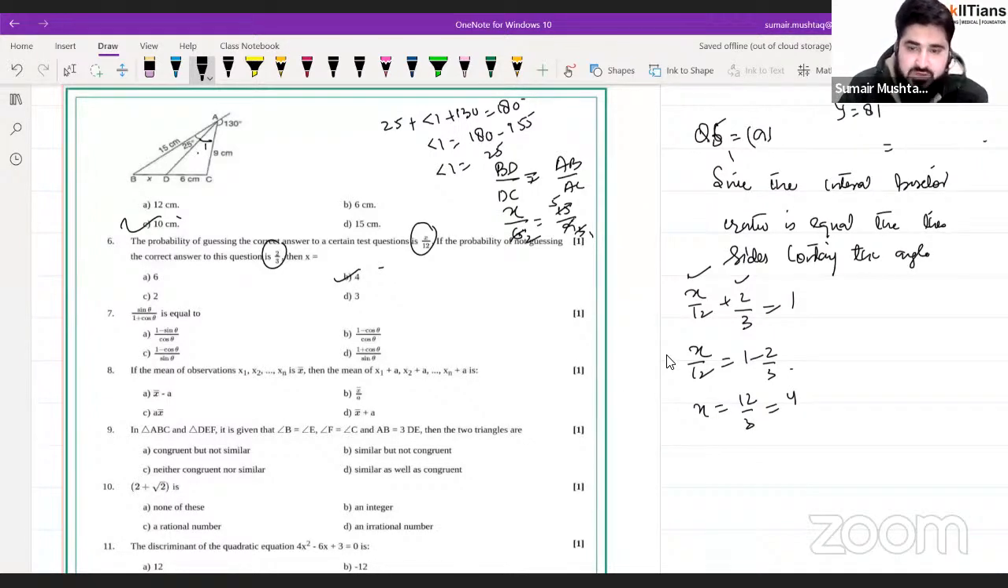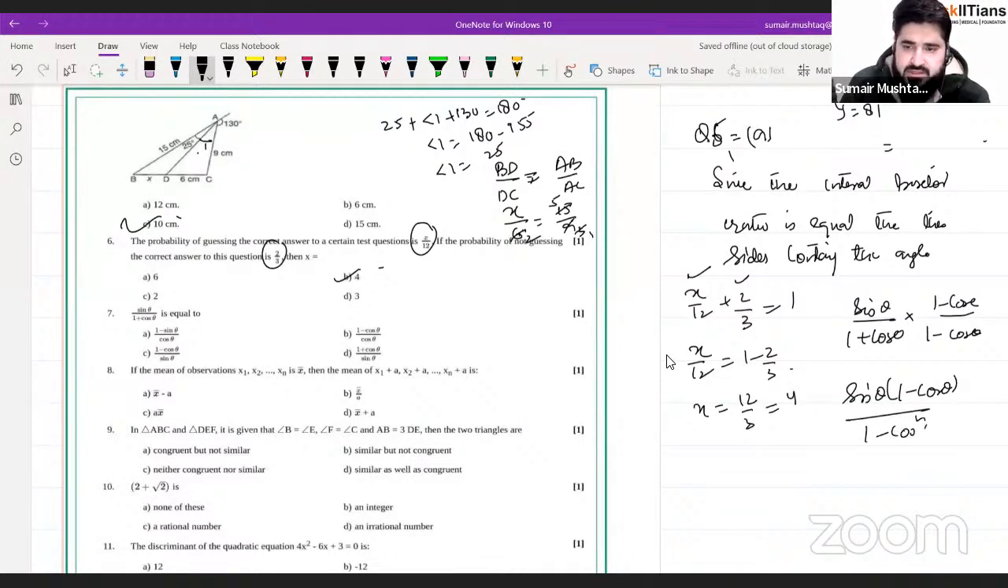Now how to do this thing? This is cos theta over 1 plus cos theta, this is sine theta divided by 1 plus cos theta. Okay, now you have to show that. So what I will do, I will make this equal to sine theta. How? I will make this 1 minus cos square theta. Multiply by 1 minus cos theta divided by 1 minus cos theta. This will be equal to sine theta times 1 minus cos theta divided by 1 minus cos square theta, because this is a square minus b square equal to a minus b times a plus b.